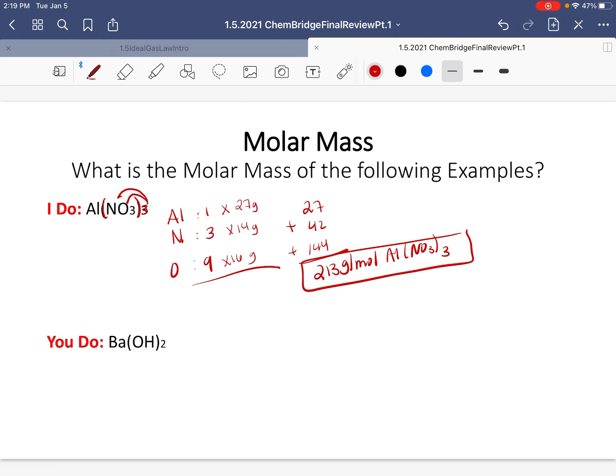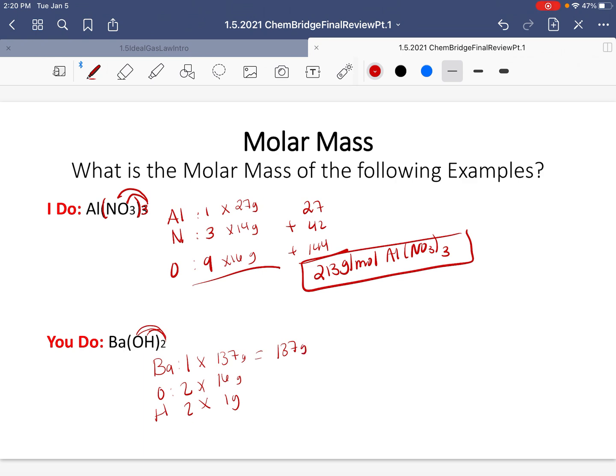Okay class, so for this next one, you again just have to distribute. I like writing out barium, I have 1. This oxygen, I originally had 1, but now I have 2. Hydrogen, the same thing, because it is inside the parentheses, I have 2. Again, I go to my periodic table to find the mass. For barium, it's about 137. Oxygen is about 16 grams, and hydrogen is about 1 gram.